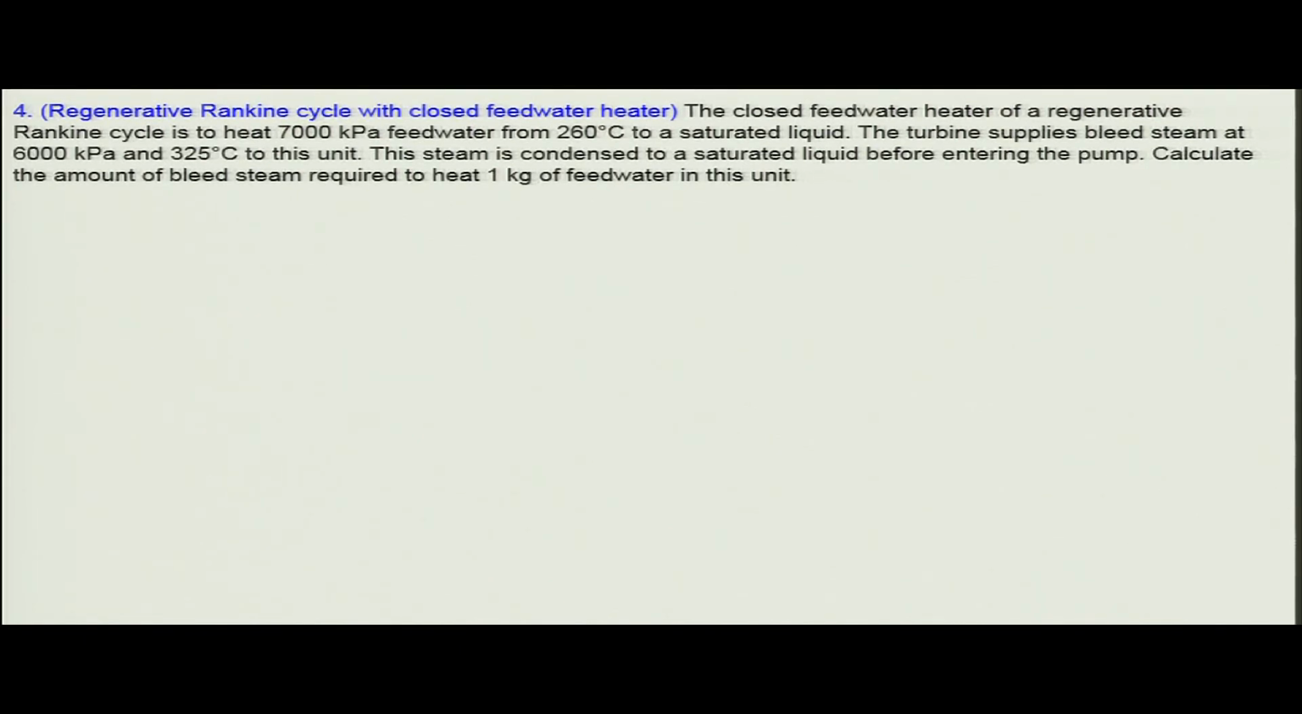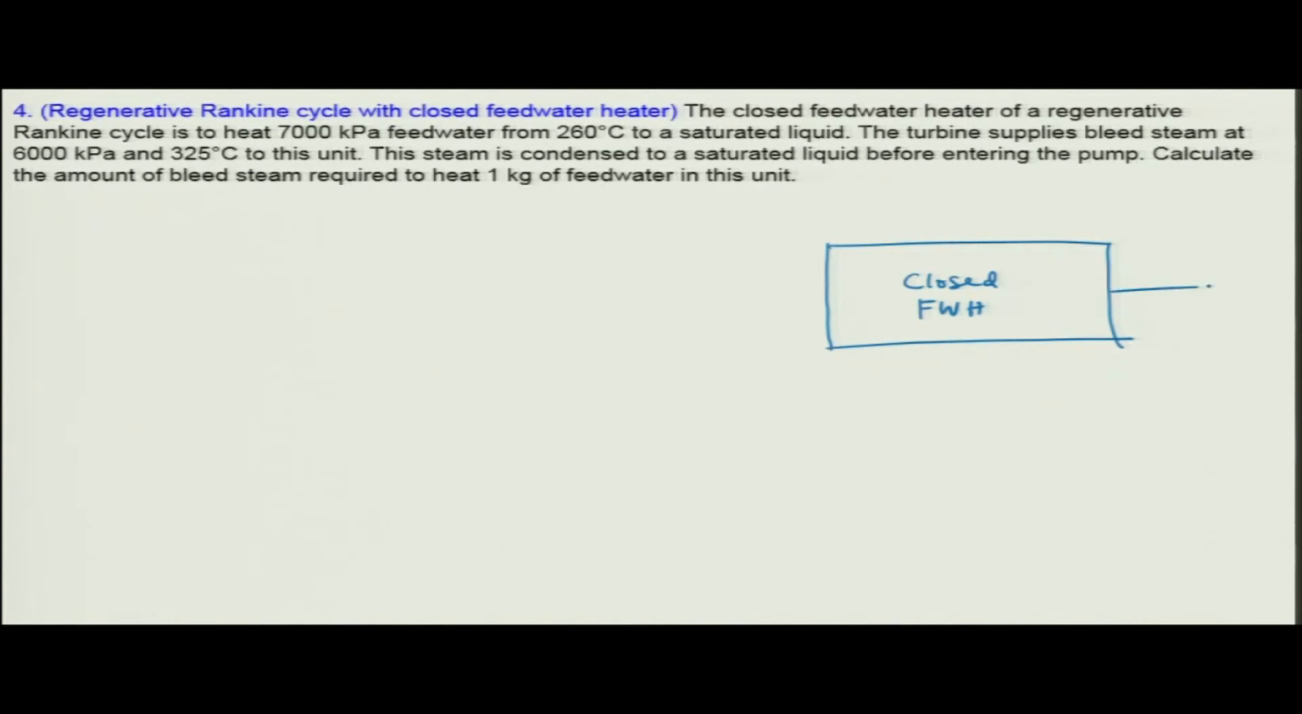If I draw the heater, let us say this is the closed feed water heater. In the open feed water heater, condensate and feed water mix together directly and come out as a single stream, whereas in the closed feed water heater they remain as separate streams. So, one stream is the feed water that enters, let us say, at station 1, and then it comes out to station 2, and steam is bled from the turbine and supplied at point 3, and then it comes out at point 4.